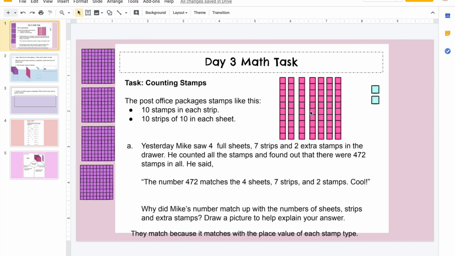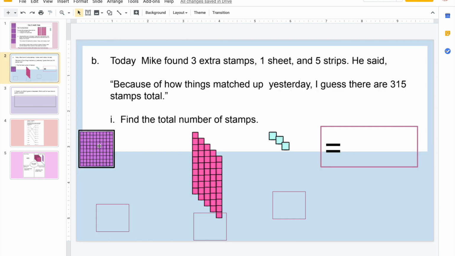So that would be drawing the picture and writing in your answer there is going to represent your answer for A. Okay, now we're going to move on to B, which again is representing stamps. Today, Mike found 3 extra stamps, 1 sheet, and 5 strips. He said, because of how things matched up yesterday, I guess there are 315 stamps total. Find the total number of stamps.